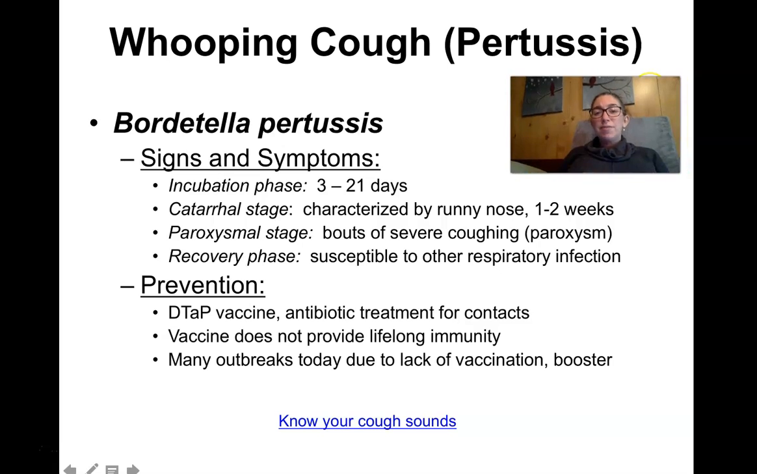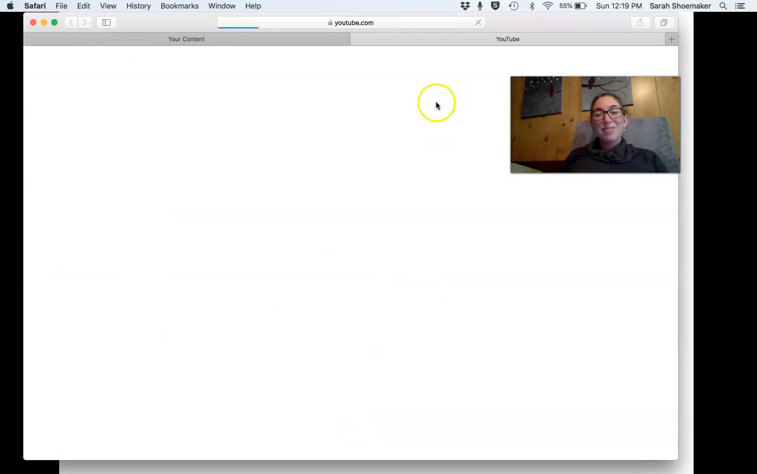Alrighty, the next respiratory infection that's also vaccine preventable is whooping cough, also known as pertussis. It's caused by a bacteria called Bordetella pertussis, and it causes this cough that has a really distinctive sound. So this is different cough sounds. If I can get this to work, it's a video.